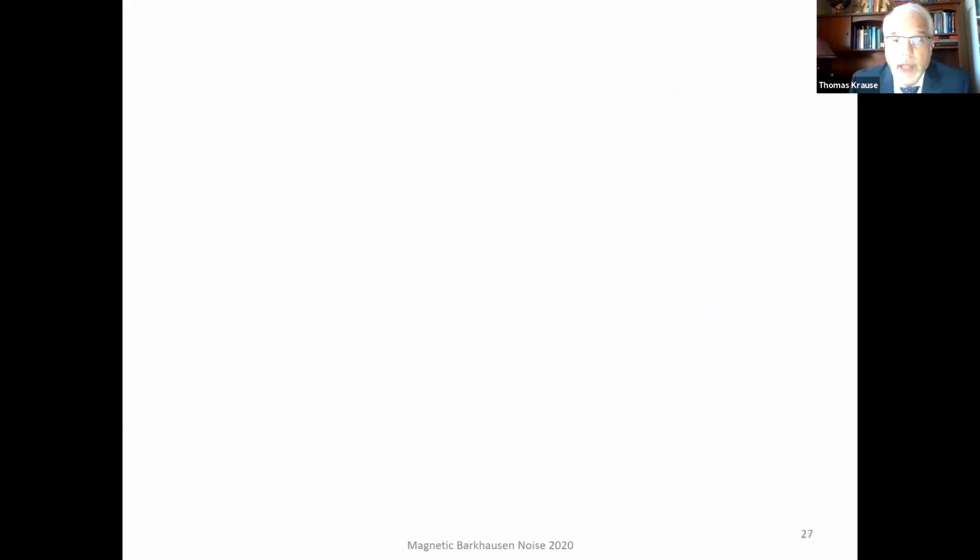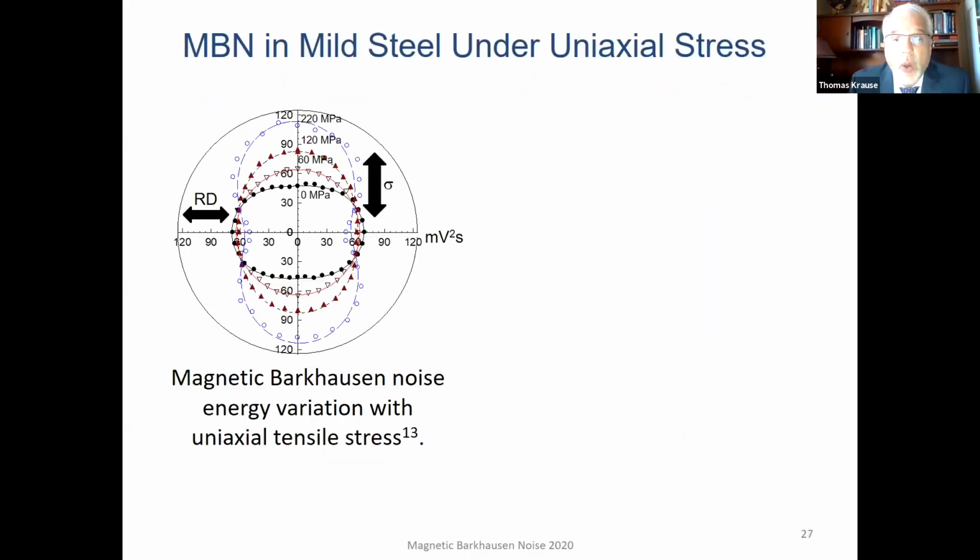We're considering a mild steel sample. So MBN in a mild steel sample under uniaxial stress. Now the stress in this diagram is being applied vertically, perpendicular to the easy axis of the material, which is in the rolling direction, shown as given by the magnetic energy polar plot that we see here.